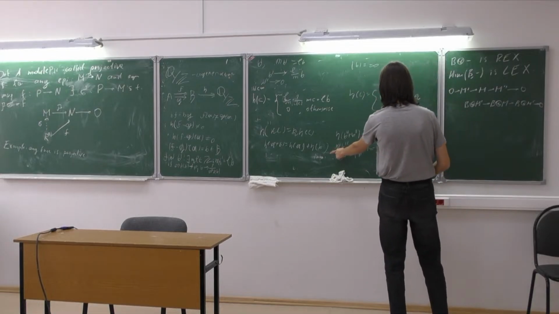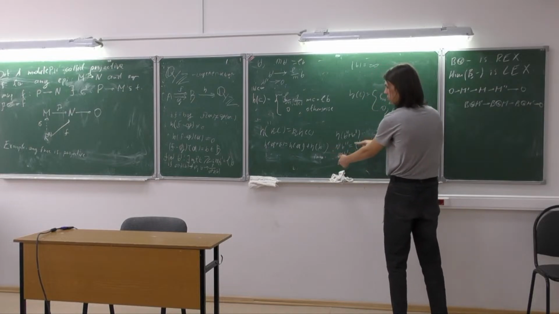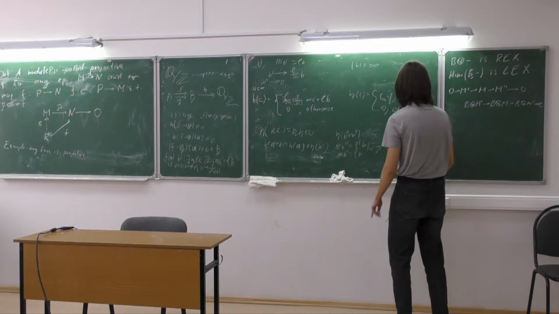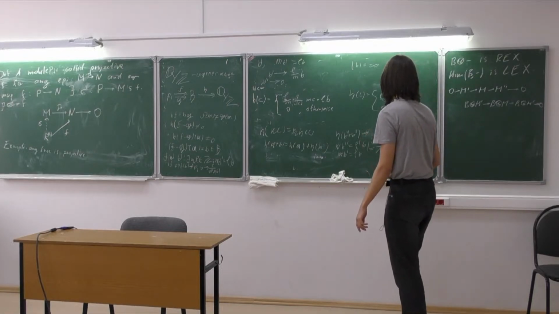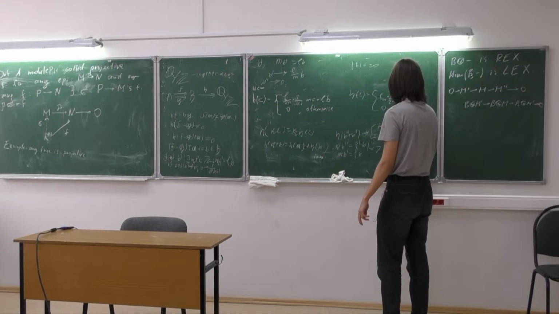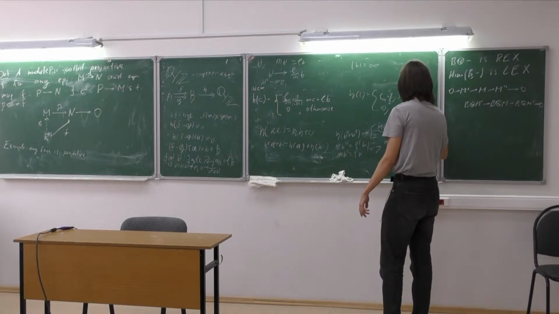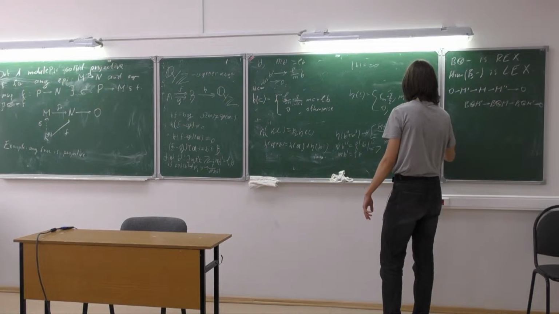I multiplied this equation by m, this by m prime, and added. So this sends to ... and 1 over c.